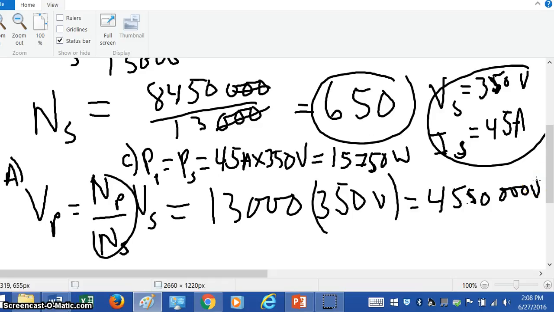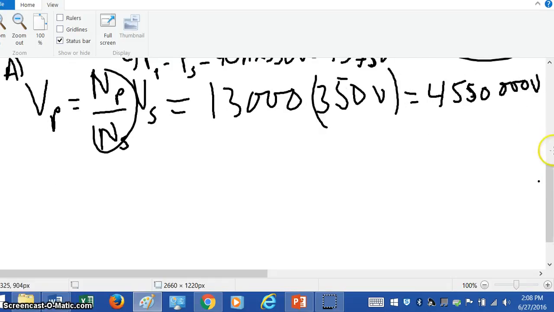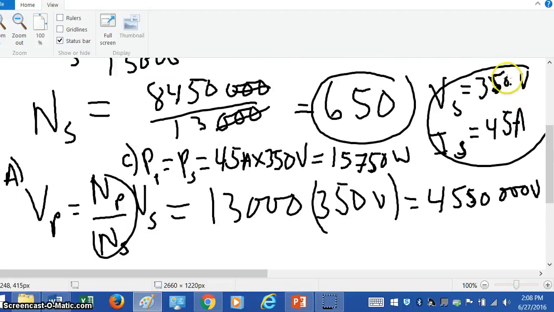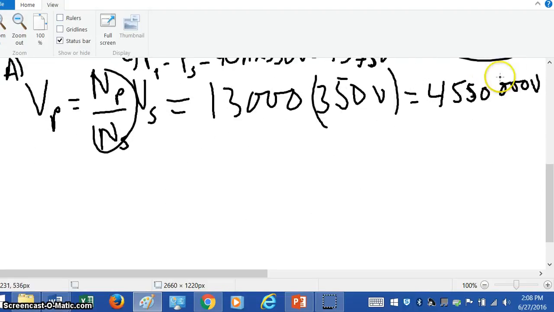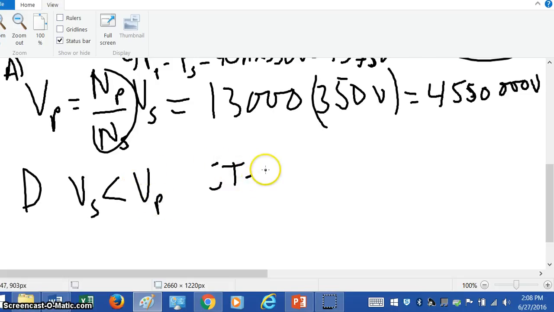And so we can actually answer part D now. It goes from 4,550,000 to 350 volts. So I think that's pretty clear that in part D the voltage in the secondary is less than the voltage in the primary, far less in fact. This is of course a step down transformer.